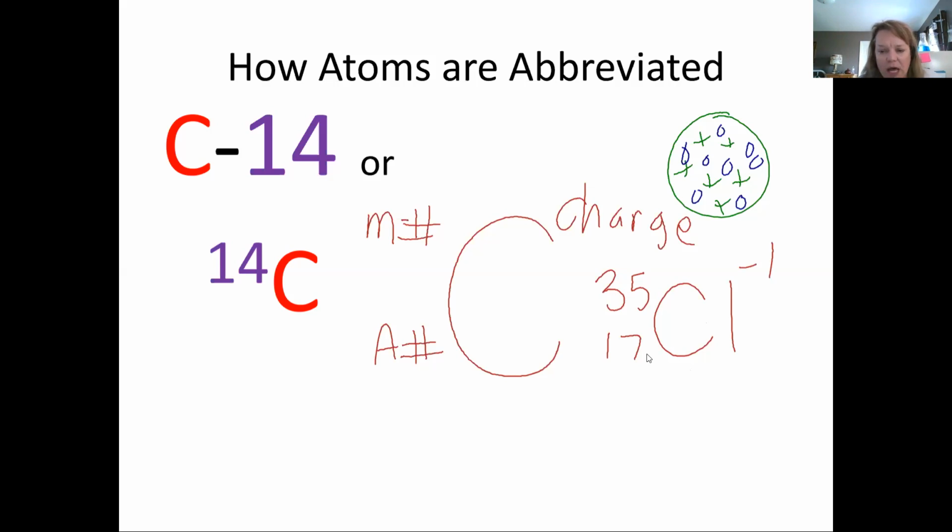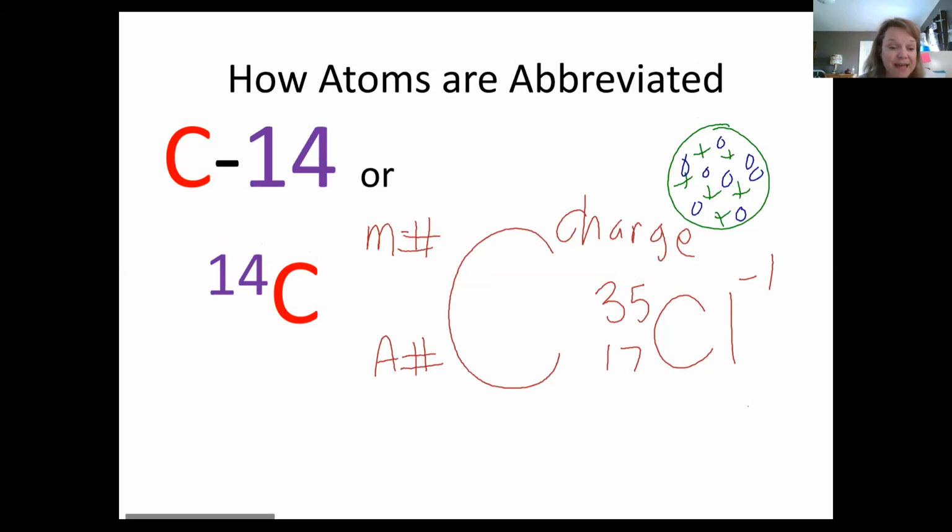This tells you a lot of information. I've got chlorine. This tells me it's chlorine. This tells me it's chlorine. It tells me it's the isotope that has 17 protons and 18 neutrons, and this particular one has stolen an electron and has a charge of -1. So that is isotopes in a nutshell.